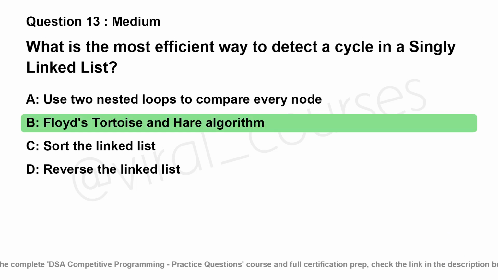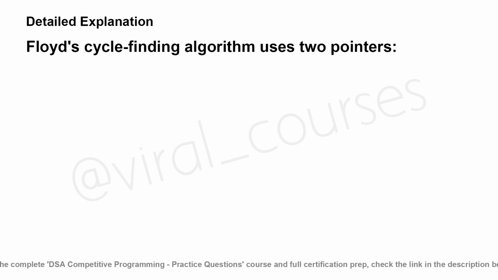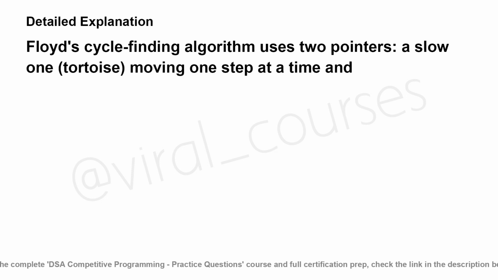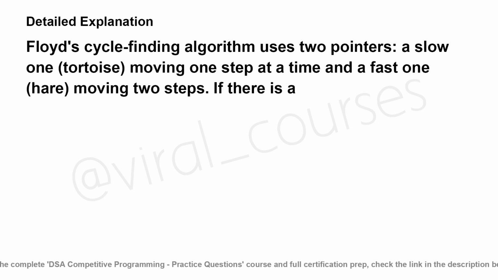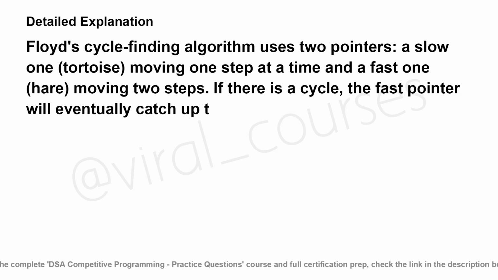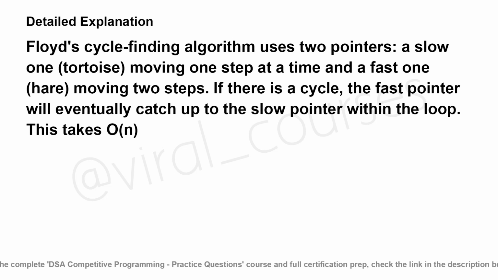The correct answer is B. Floyd's cycle finding algorithm uses two pointers: a slow one, the tortoise, moving one step at a time, and a fast one, the hare, moving two steps. If there is a cycle, the fast pointer will eventually catch up to the slow pointer within the loop. This takes O(n) time and O(1) space.